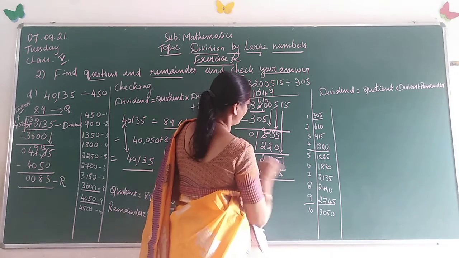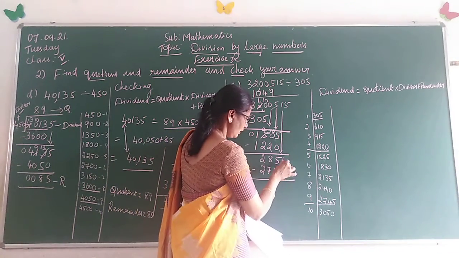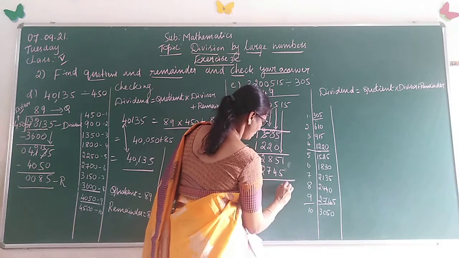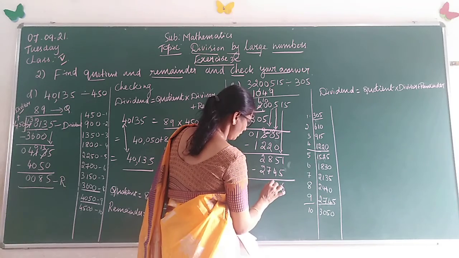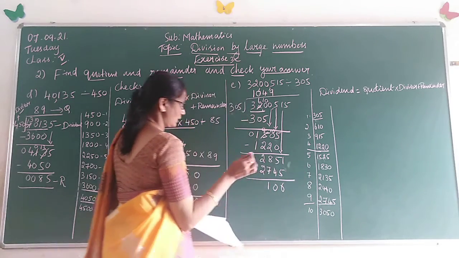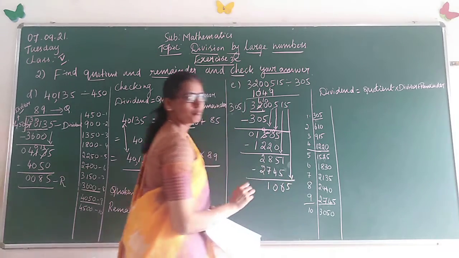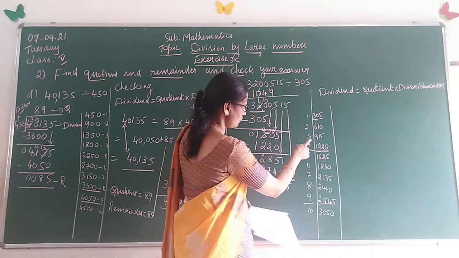2745. Now we subtract. Okay. If you subtract, the 11. 11 minus 5 is 6. 4 minus 4 is 0. 8 minus 7 is 1. So 106. Then again bring down 5. Okay. Now you have to check. 1065.